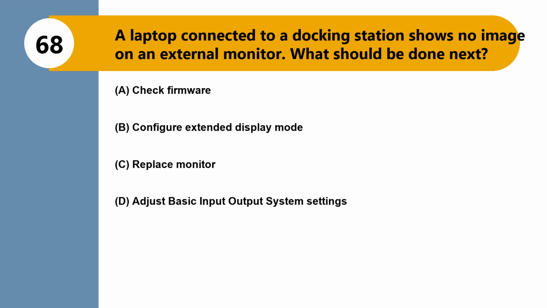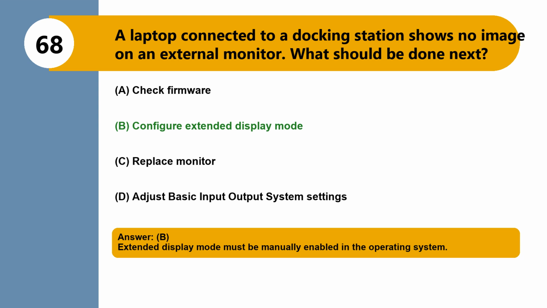Question 68. A laptop connected to a docking station shows no image on an external monitor. What should be done next? Option A, check firmware. Option B, configure extended display mode. Option C, replace monitor. Option D, adjust basic input-output system settings. The correct answer is option B, configure extended display mode. Extended display mode must be manually enabled in the operating system.